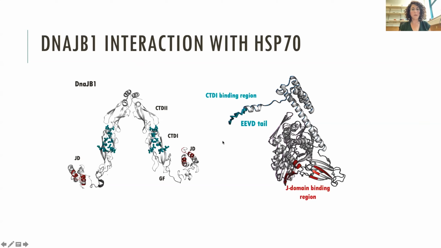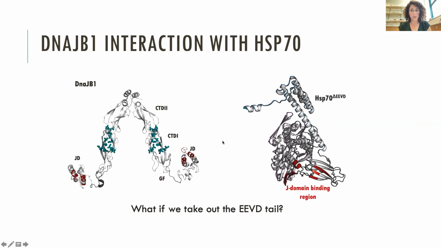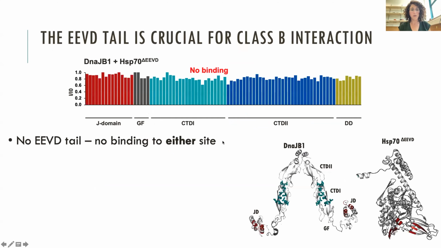So we thought, if this is something that has to do with the difference between the two classes, what happens if we take out the EVD tail? So we made a construct without the EVD tail called HSP70 delta EVD. We added it to our full-length protein and we saw no binding. So there's no binding to either site on DNAJB1, even though the other binding site is still here.